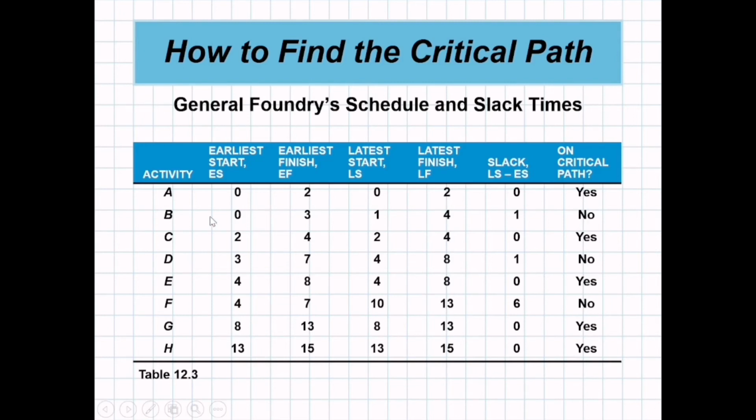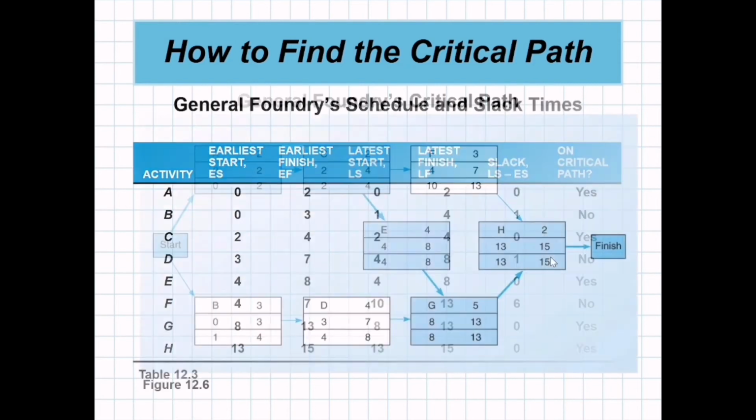Next, activity B. Are we considering that a critical path? No, because we have a slack of 1. How did we get 1? LS minus ES. So, 1 late start minus 0 earliest start. 1 minus 0 is 1. So, it is not critical. Next, letter C. LS minus ES. 2 minus 2, 0. This is also critical, along with activity E, activity G, and activity H. They have no slack, so these are considered critical path.